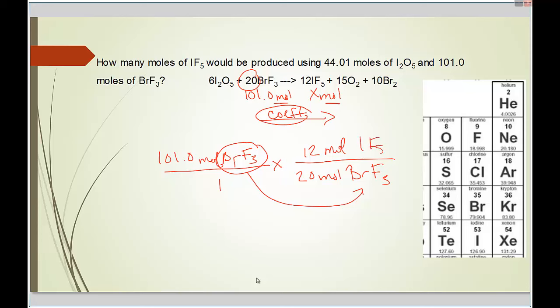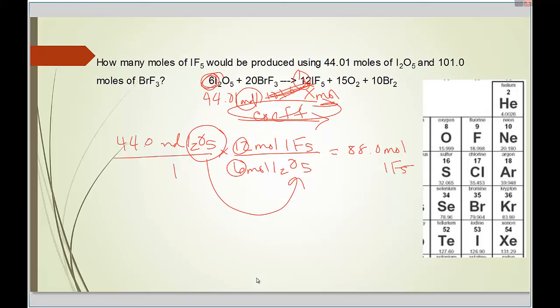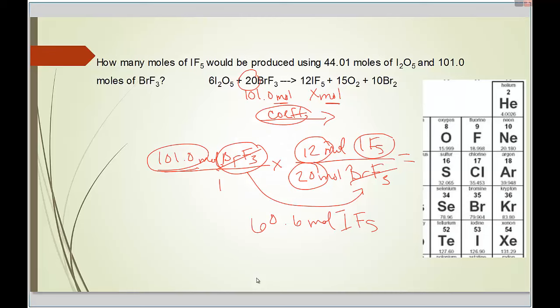So it'd be 101.0 times 12 divided by 20. The BrF3 cancels out, and I'm left over with IF5. That comes out to be 60.6 moles of IF5. Since I had two questions at the beginning, I'm going back to the previous one, and I see I had 88.0 moles, and the new one I had 60.6 moles. 60.6 is smaller, so that means that's the theoretical yield.